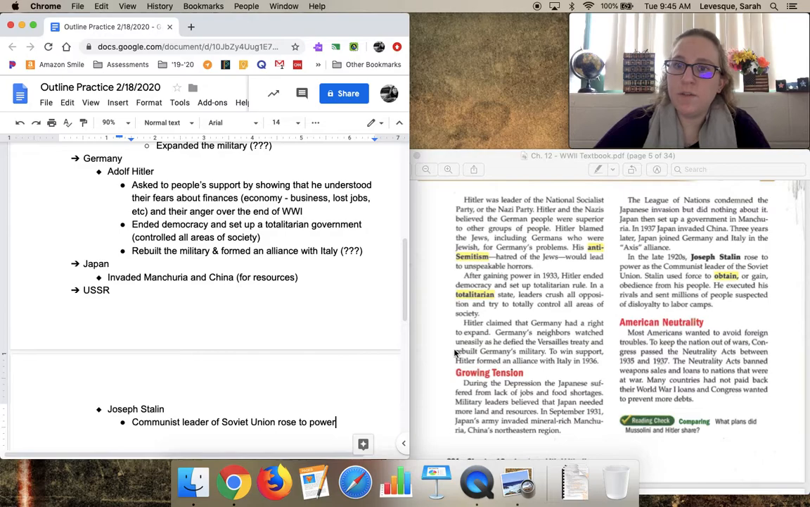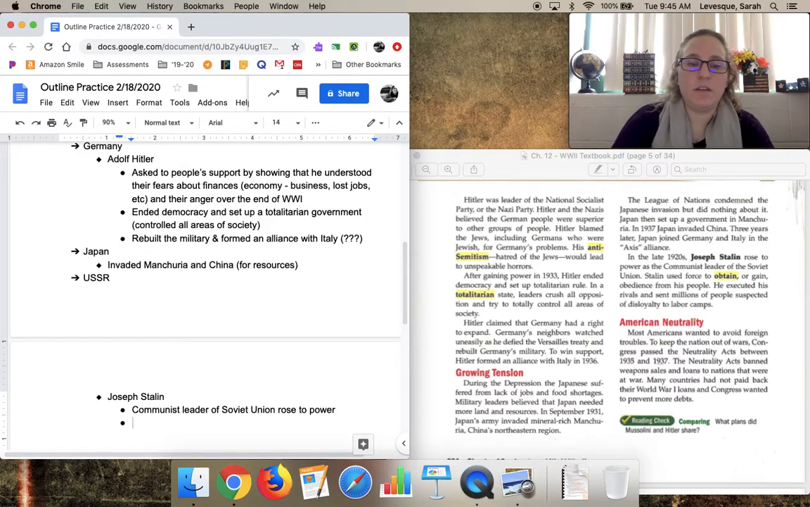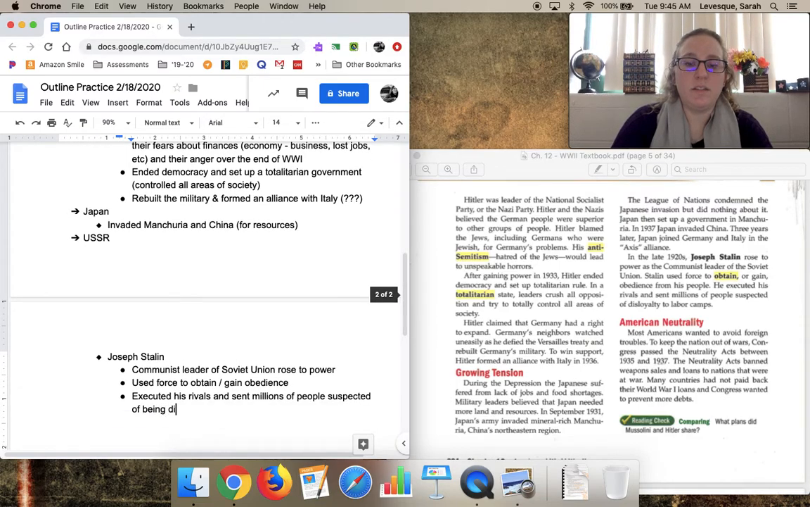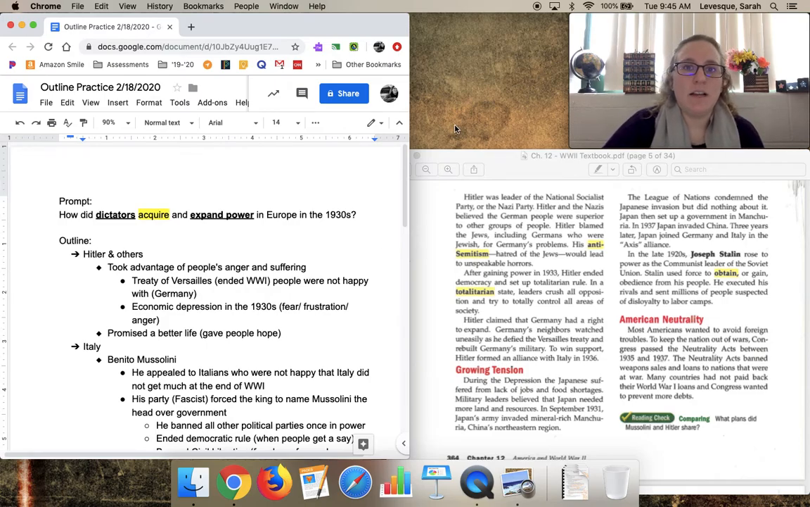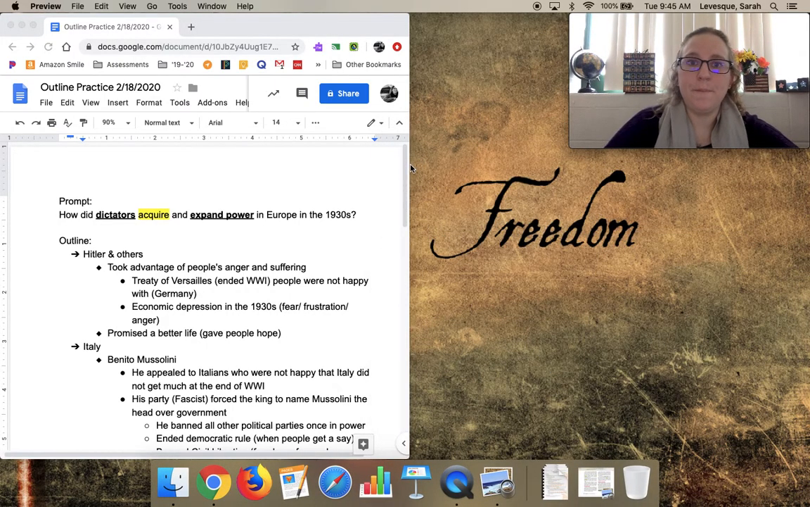He used force to obtain or gain obedience from people. He executed his rivals and sent millions of people suspected of being disloyal to him to labor camps. Cool. Well, not cool. It's terrible, but here we are. So now I have, we can get rid of the book for a little bit.